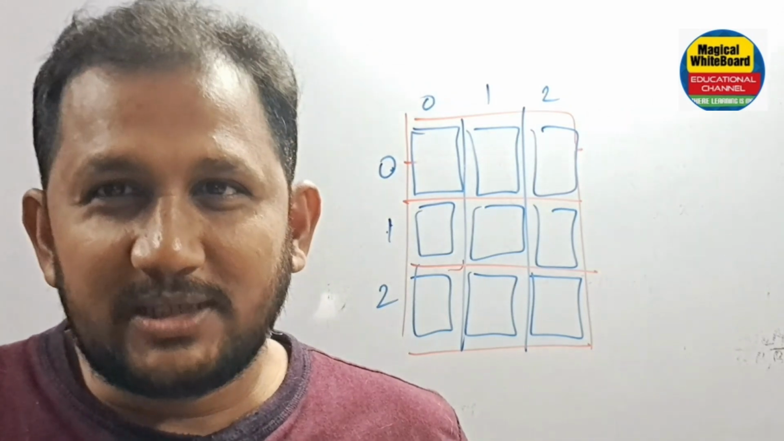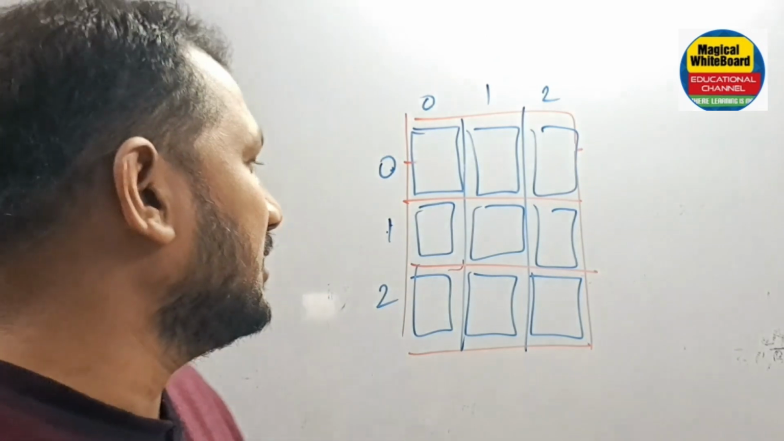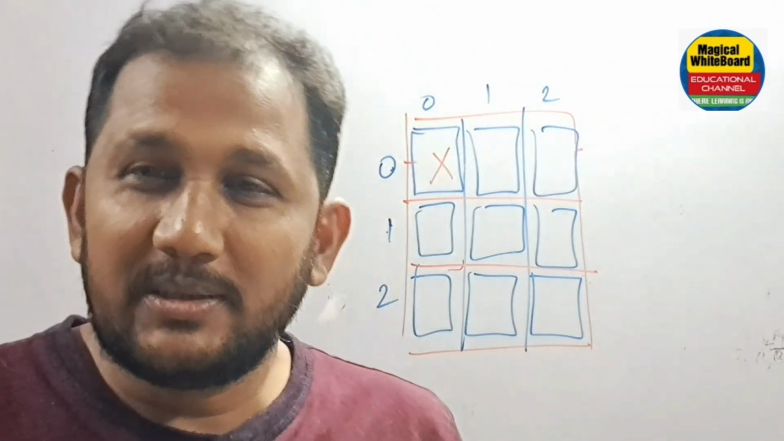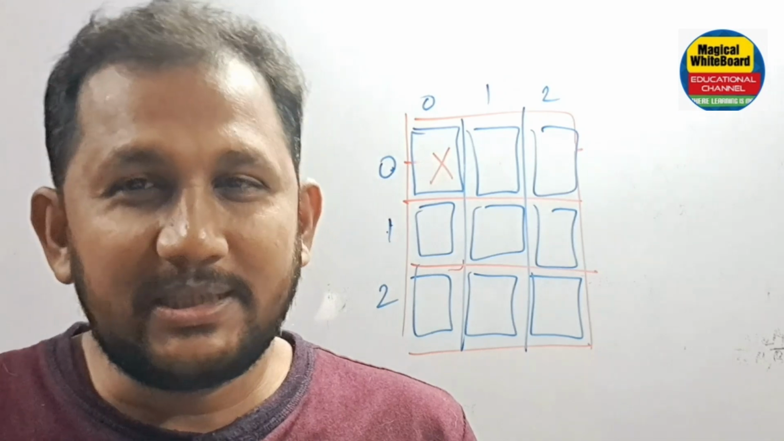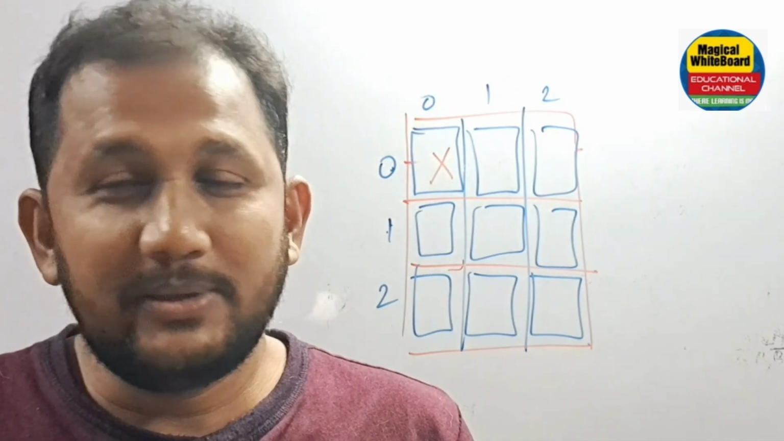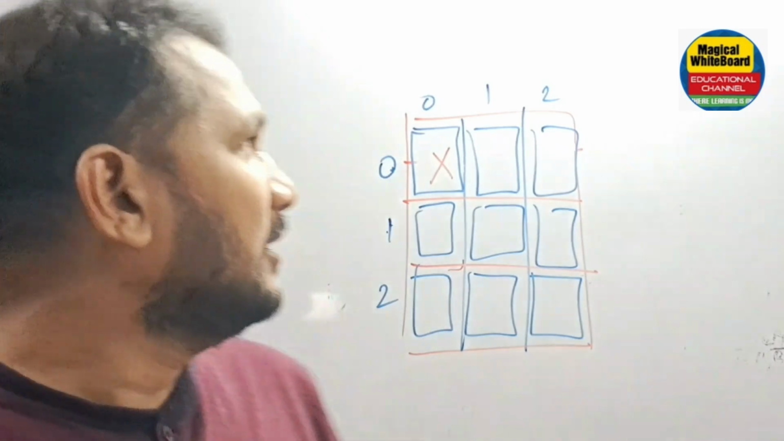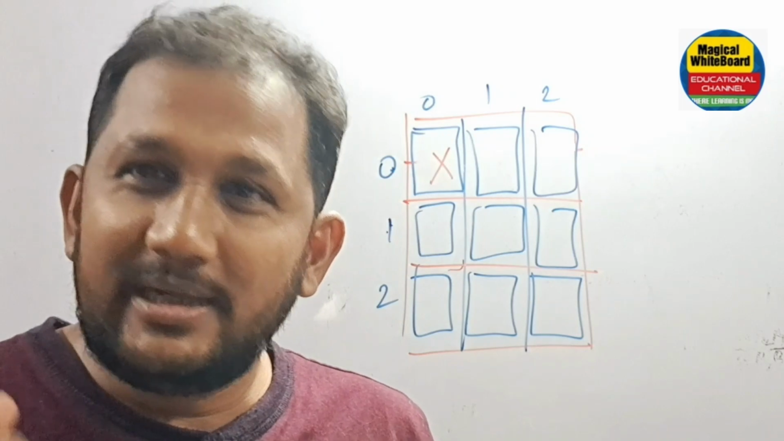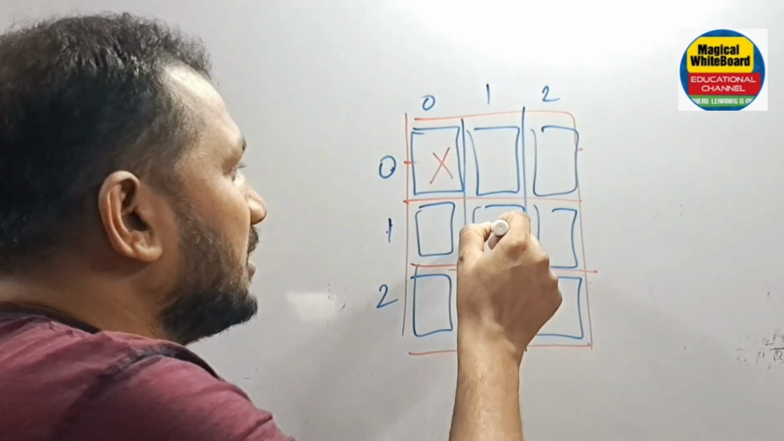There is a random function which will select either cross or zero. Suppose in the first turn there is a chance of cross. So when you press cross, this button is disabled. At a time only one operation can be applied to any position of this graphical interface. So when we choose this one, the computer will automatically say the next turn is 0. You can choose anywhere. Suppose I am selecting here.